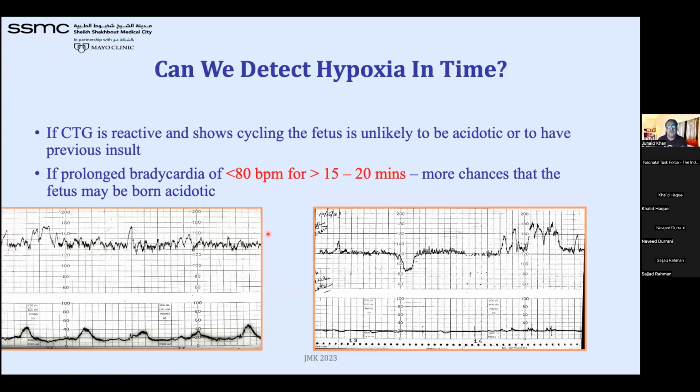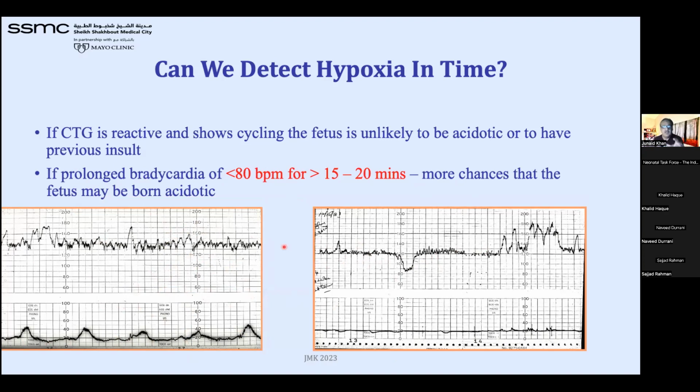Can we detect hypoxia? Yes. Even with the NICU fellows in our NICU here, we ask them to take a course and training on the CTG. So it is very important. As it's written here, a prolonged bradycardia, less than 80 beats for more than 50 minutes, means more chances that the fetus can be born acidotic. This is the contractions and this is the heart rate, and you can figure it out.